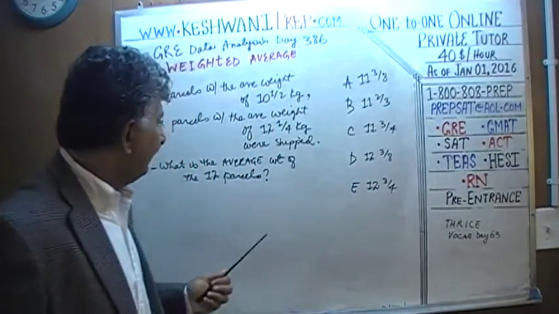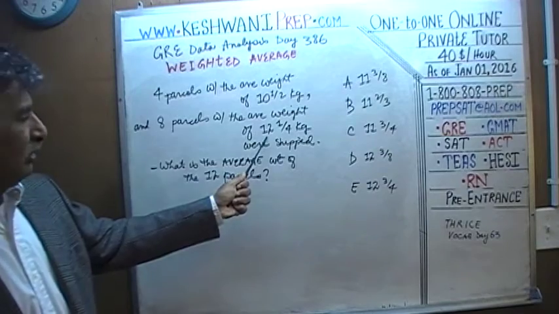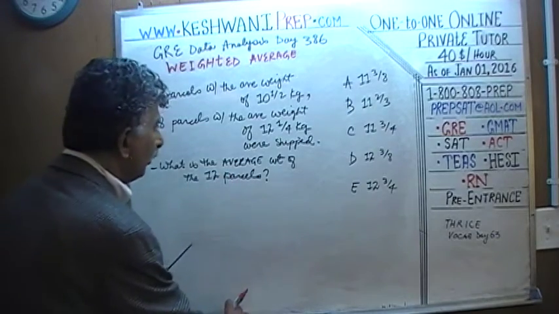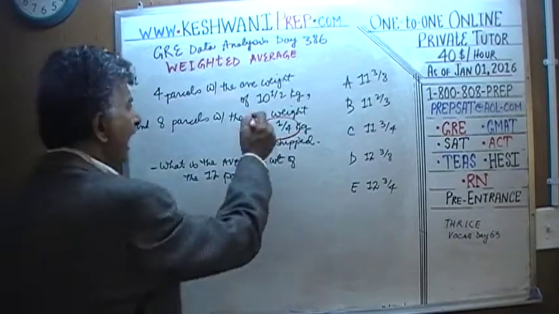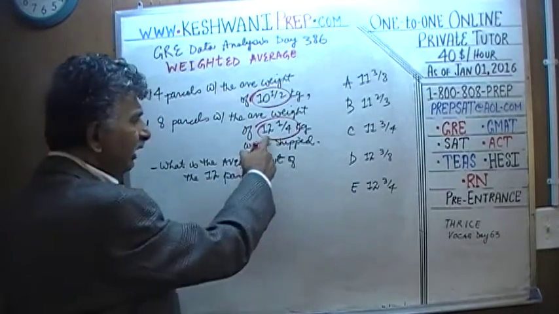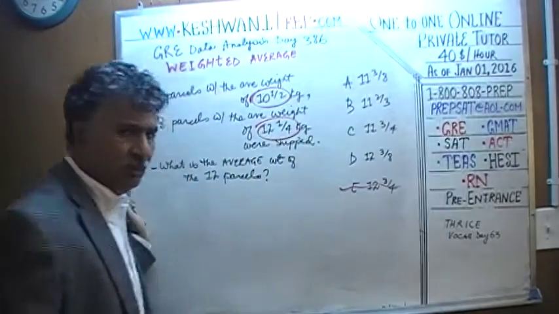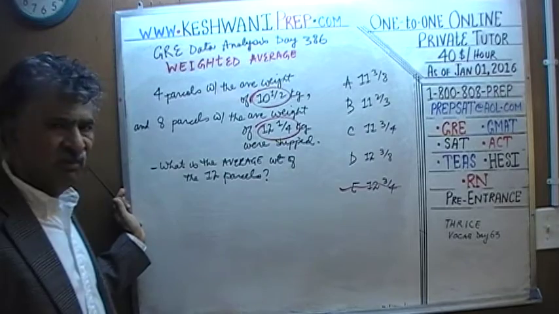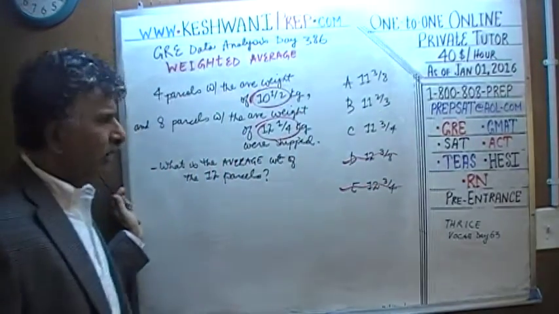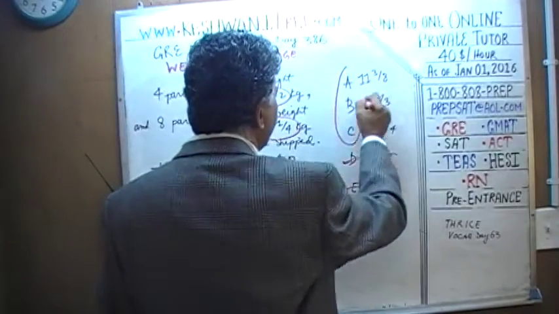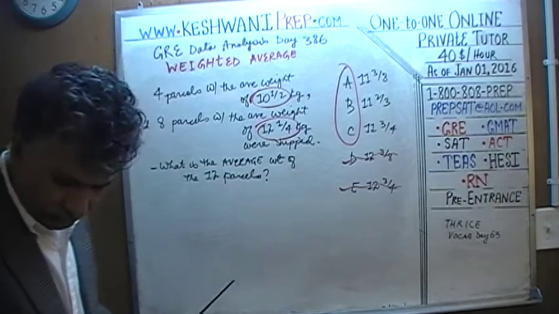Here, as you can see, we have 8 packages which on average weigh 12 1/4 kilos. If they weigh 12 1/4 kilos, and the others are only 10.5 kilos, the overall average cannot be more than 12 1/4. This is nonsensical. This is just pure nonsense to think that the overall average can be 12 3/4. Overall average also cannot be 12 3/8. The answer has to be one of these three answer choices. Let's do the work, shall we? Enough of the talk.